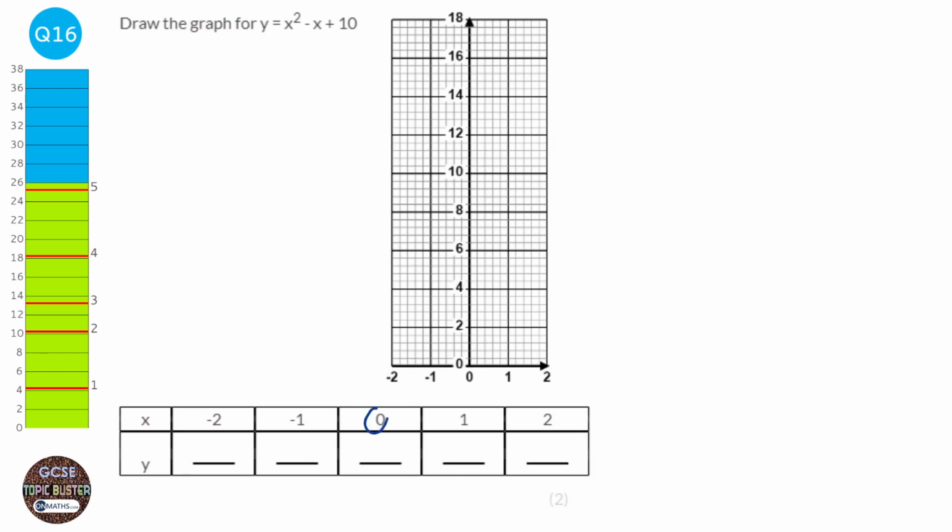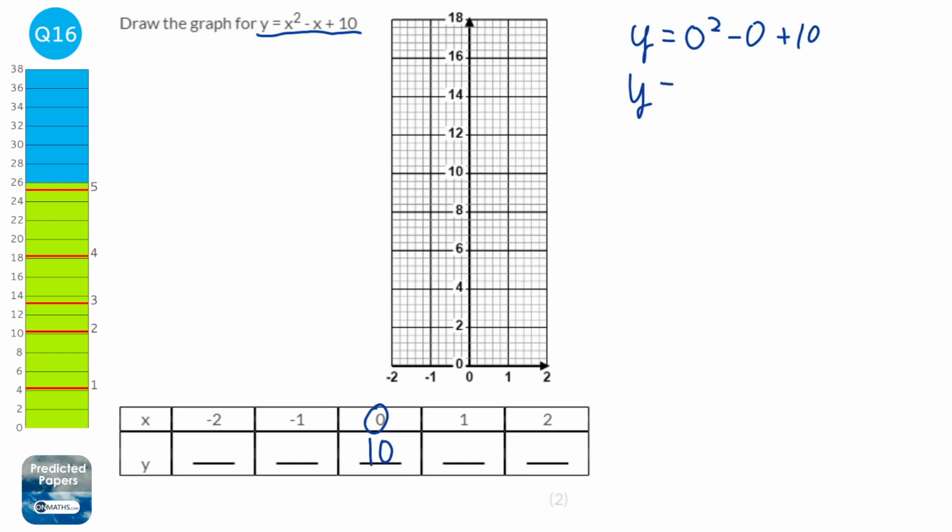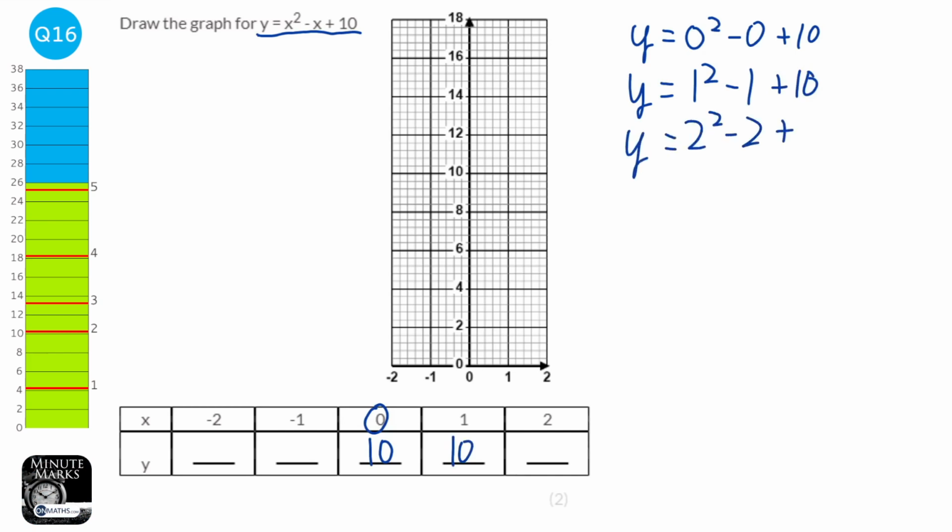So we're going to start off with x equals 0. And we're going to write out this equation, but with 0 every time it says x. So it's going to be y equals 0 squared minus 0 plus 10. Well, 0 squared is just 0, so 0 take away 0 is just 0, plus 10 is just going to be 10. So the answer there will be 10. Do the same for 1. So it will be 1 squared minus 1 plus 10. Well, 1 squared is 1, 1 take away 1 is 0, plus 10 is 10. So that will also be 10. 2 squared minus 2 plus 10. 2 squared is 4, 4 take away 2 is 2, plus 10 will be 12.